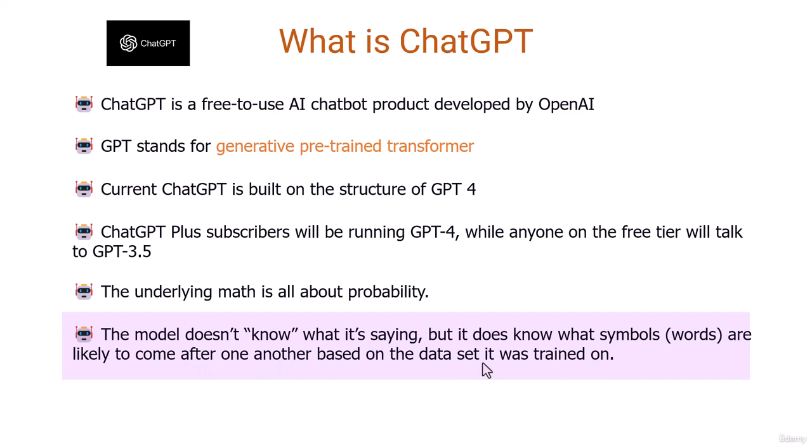ChatGPT does not have any biological brain, so it does not have any feelings. It does not know what to say to any of your inquiries, but it is trained in such a way that it knows what words should be said for what inquiries based on its pre-trained dataset. So that's how ChatGPT works.